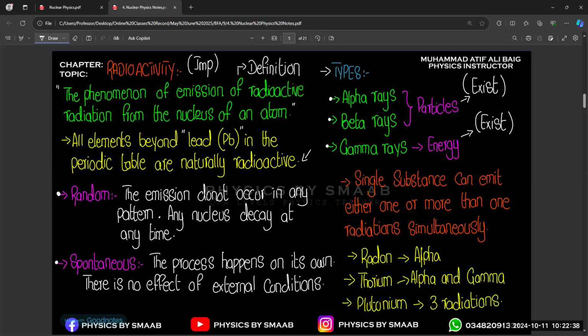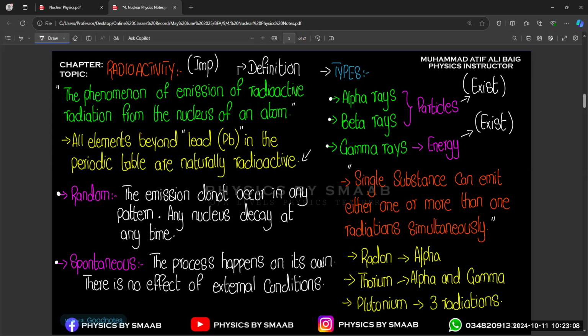Okay, so we have three types of radiation: alpha, beta, gamma, right? Now the question is, if we consider any element from the periodic table that is radioactive, how many types of radiations are coming out from that element? Okay. So the answer is very simple. It is mentioned that a single substance can emit either one or more than one radiation simultaneously.